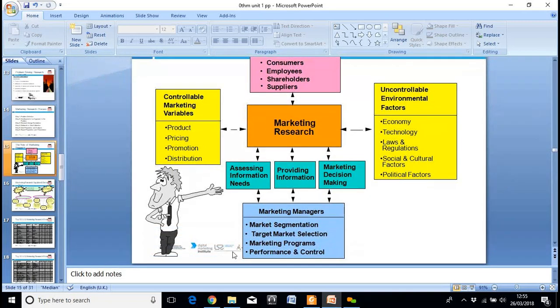So marketing managers look at the market segmentation, the target selection, the marketing programs, and the performance of control. So that's providing information, comes back to decision making after the research and assessing the information needs.